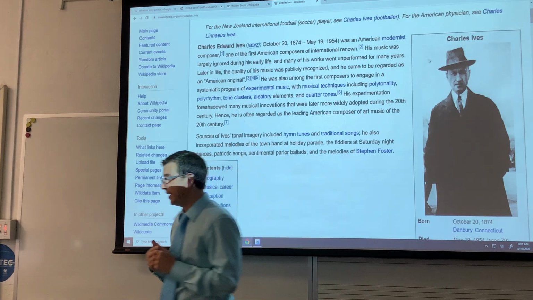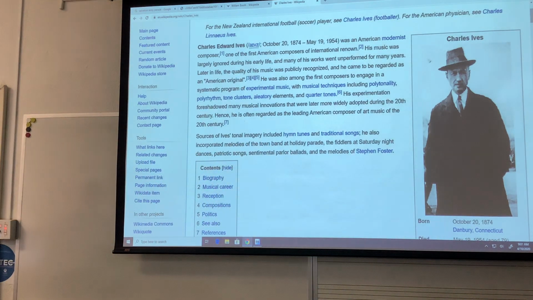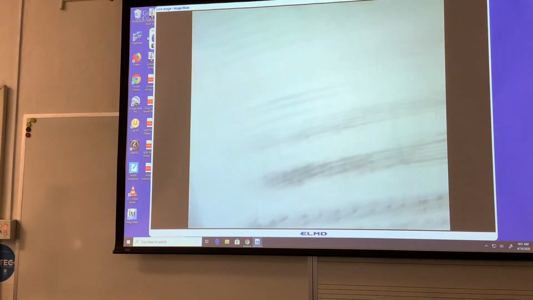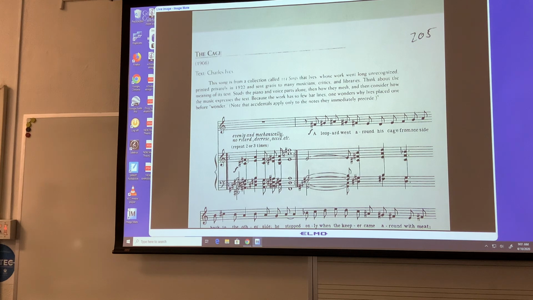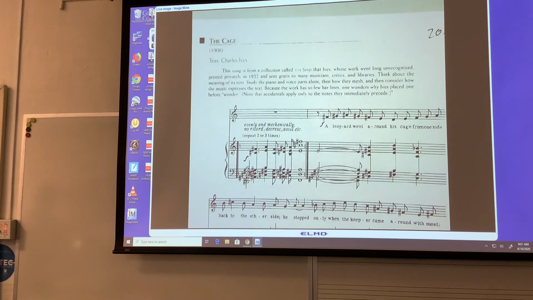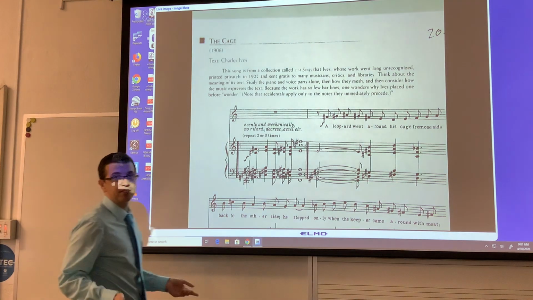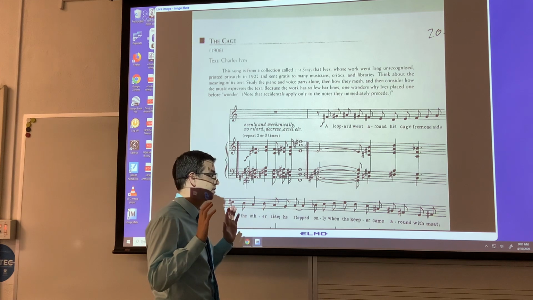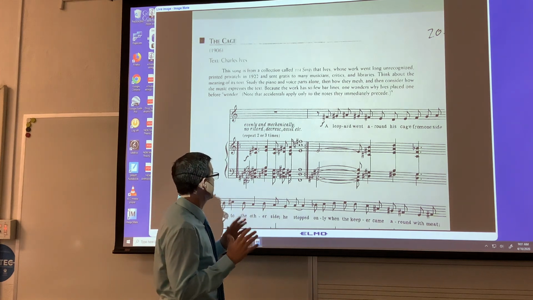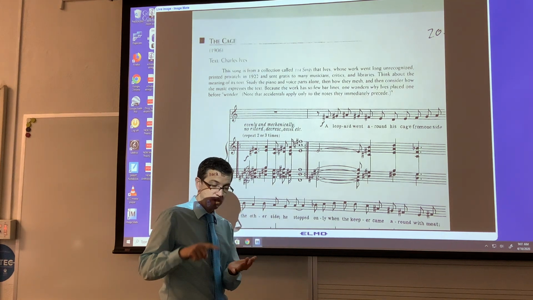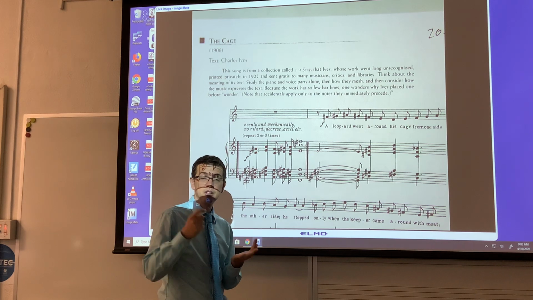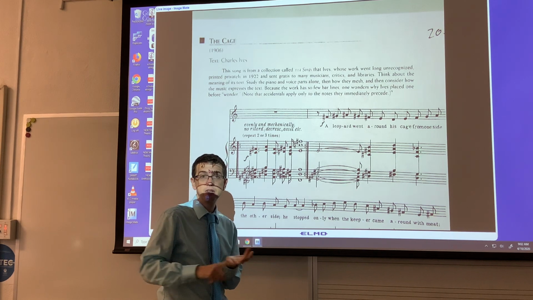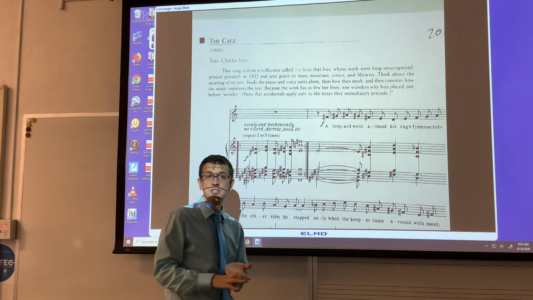Let's start by looking at his song, The Cage. This is on 205. So this song is not very long, and I want you to listen to it first and think about harmony. What scale is the composer using? Are there any aleatory elements? Are there any non-traditional elements?